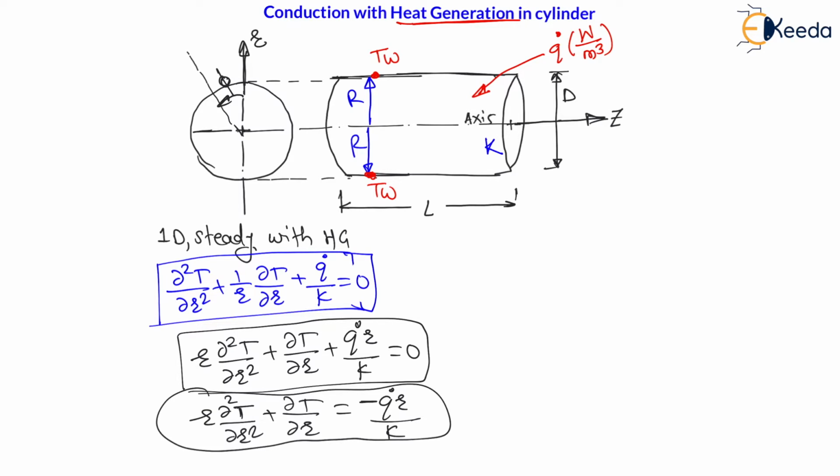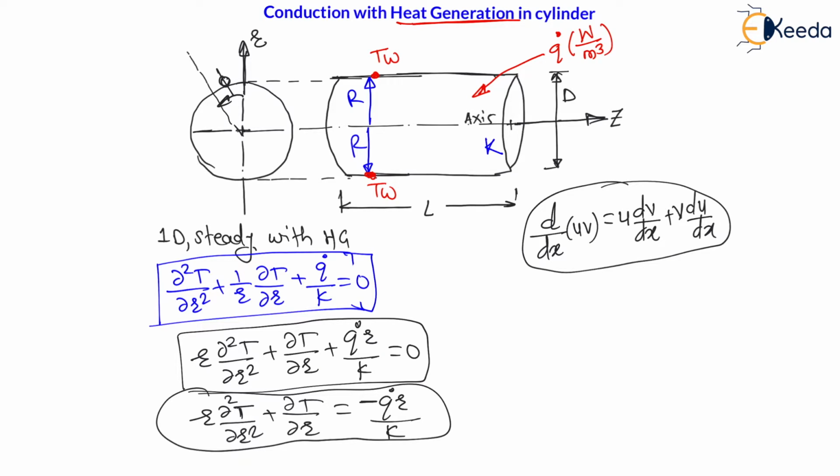Now, my dear students, in mathematics, we have the UV rule for differentiation. That is, d/dx of (u times v) is equal to: keep u constant and take the derivative of v with respect to x, plus keep v constant and take the derivative of u with respect to x. This is called the UV rule. Now the same UV rule applies here. Can I apply the UV rule here? This becomes ∂/∂r of (r ∂T/∂r), since the variable is r, is equal to minus q dot r divided by k.